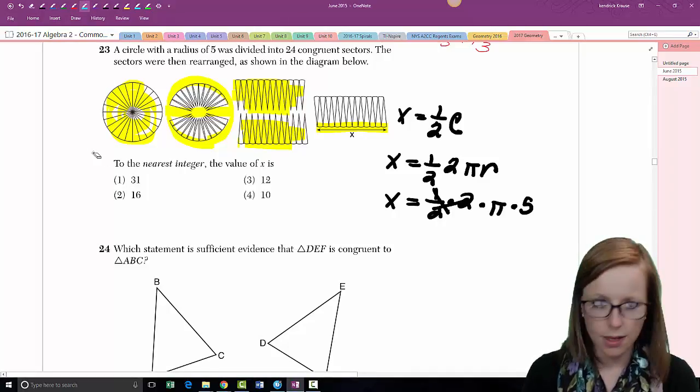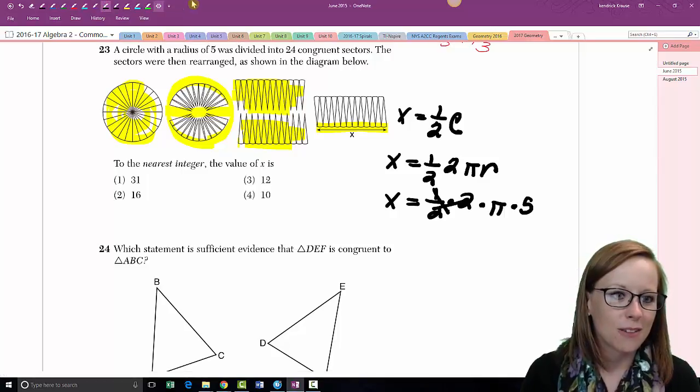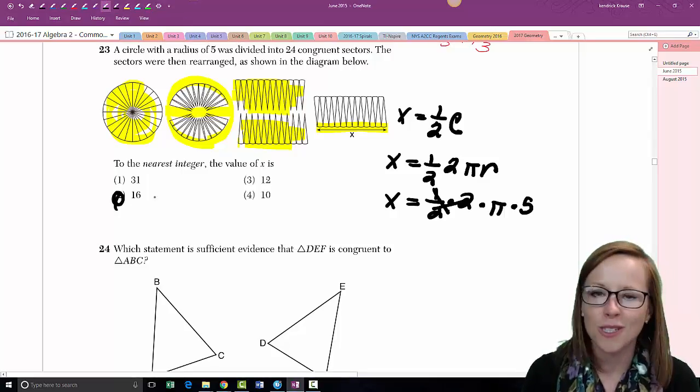Oh, am I upside down? I am. Sorry. I'm trying to write with an eraser. How's that going to go? Choice 2.